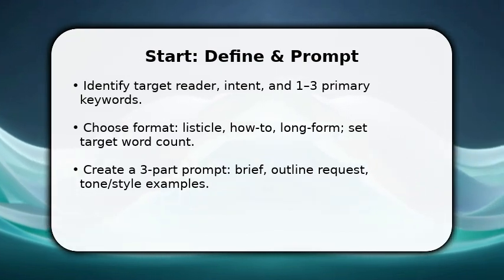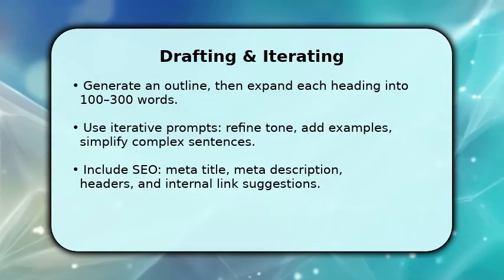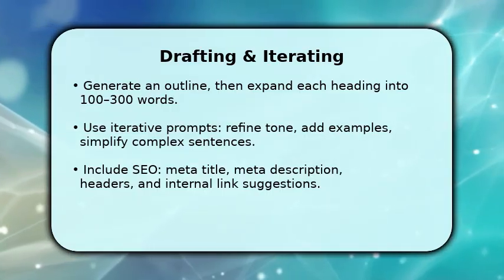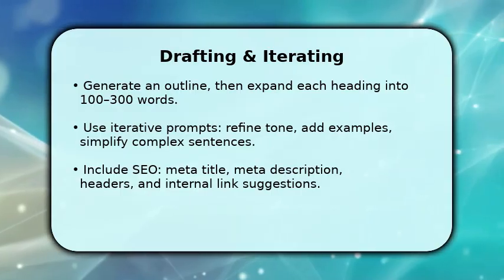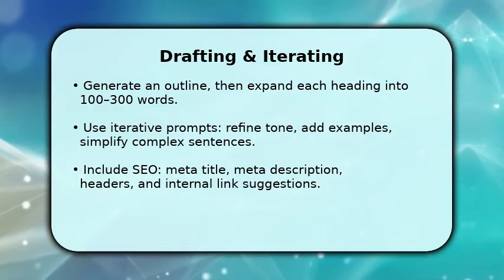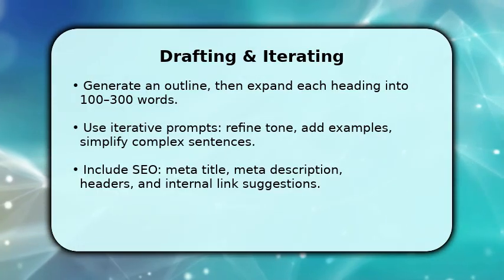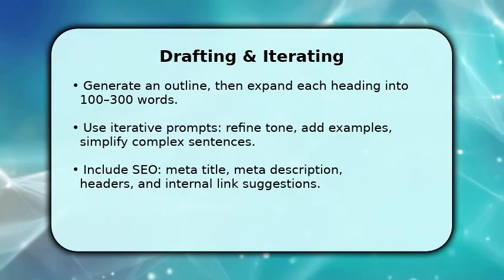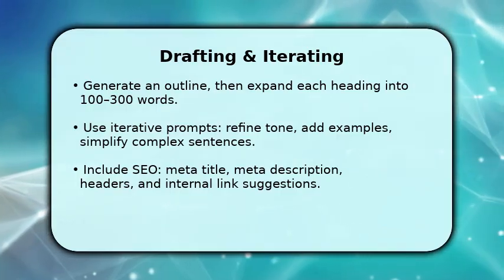Now move into execution. Ask the AI to generate a structured outline and then expand each section into concise paragraphs. Use iterative prompts to refine. Tell the model to add examples, remove jargon, or shift tone. Each pass should address one change. Make sure to request SEO elements like meta title, meta description, and header tags so the draft is publish-ready.